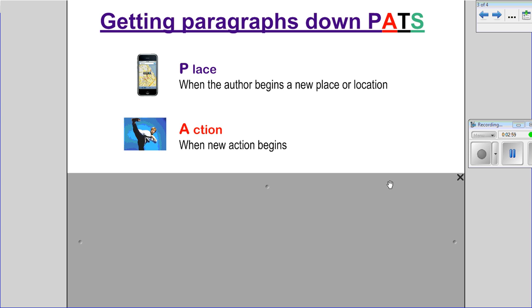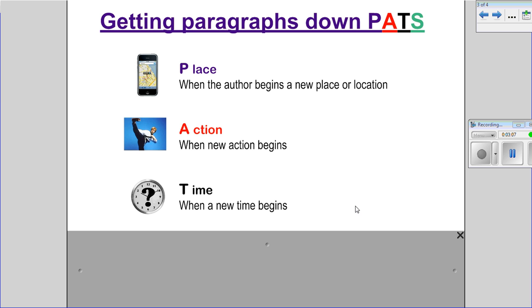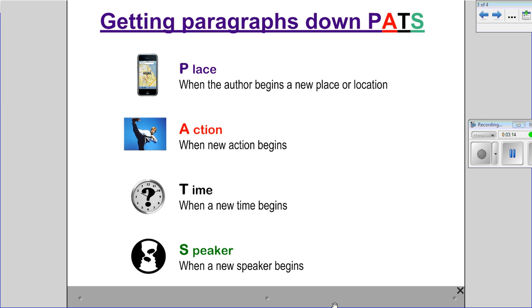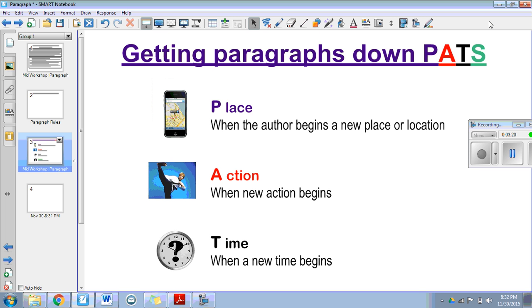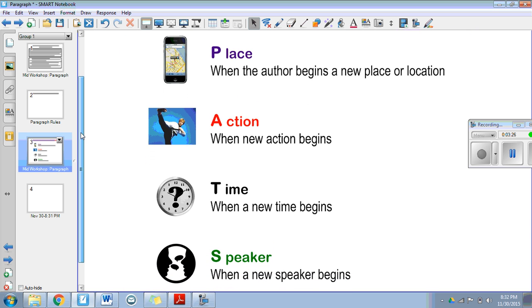A, action. Whenever a new action begins, you want to start a new paragraph. T stands for time. Whenever a new time begins, you want to start a new paragraph. And then finally, S stands for speaker. When you have a new speaker talking, you want to start a new paragraph. So let's go back to our previous slide and try to determine when or for what reason they started a paragraph.